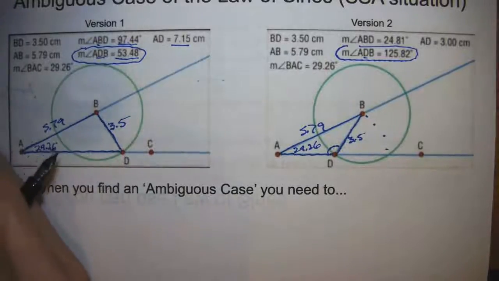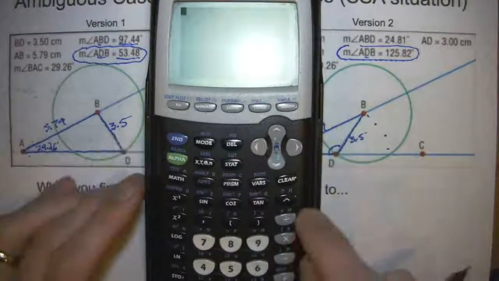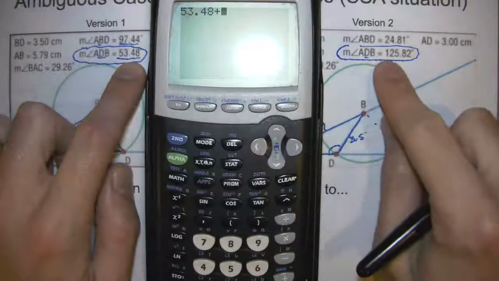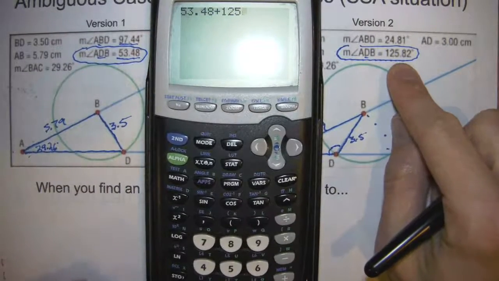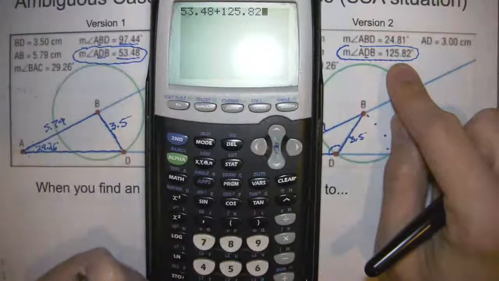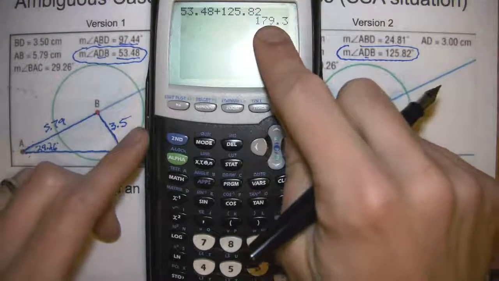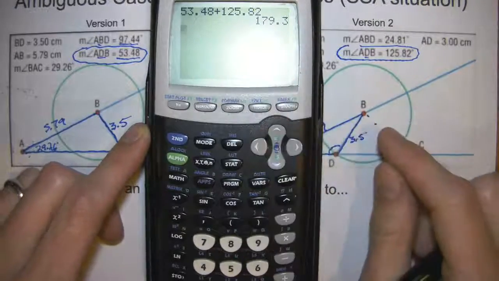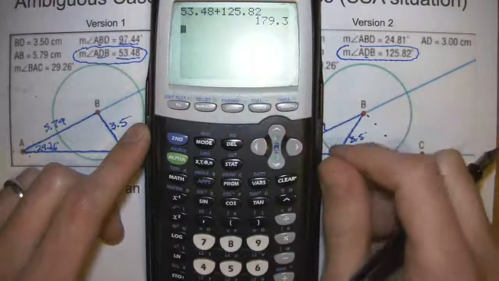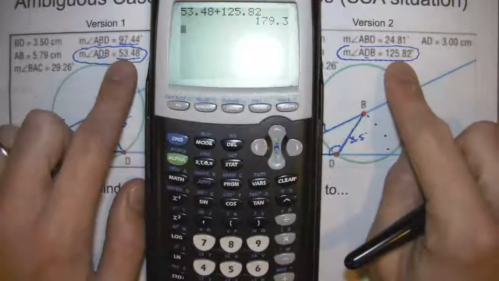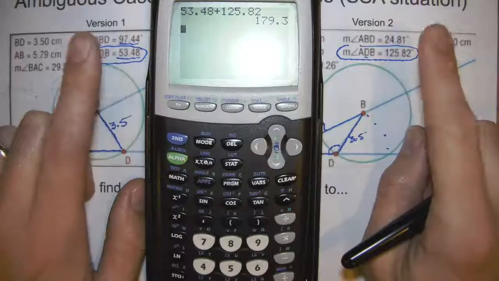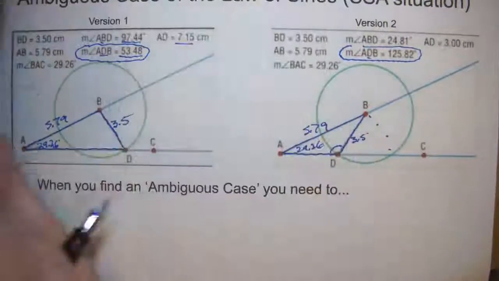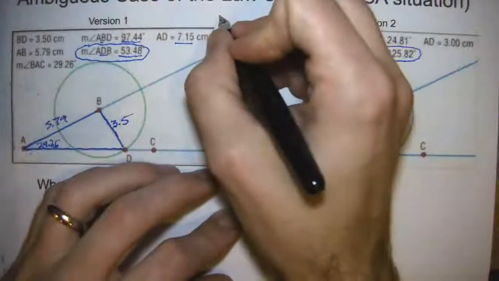So I want to try something here. Take a look. If I take the 53.48 and add it to the 125.82, watch what happens. We get a number that's almost 180 degrees. Now, the reason we're off is because these are rounded numbers. But here's the deal. The two versions that we get are supplements.